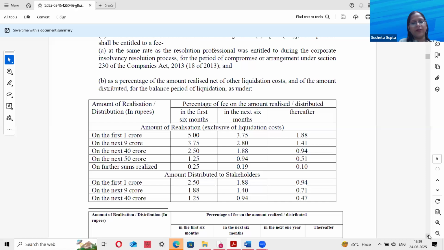So the amount of realization and distribution they have mentioned. So how the percentage of the amount can be decided, they have mentioned here in first 6 months, next 6 months, and thereafter. So the percentage is given for the amount of realization, and how much percentage is decided on the basis of realization.